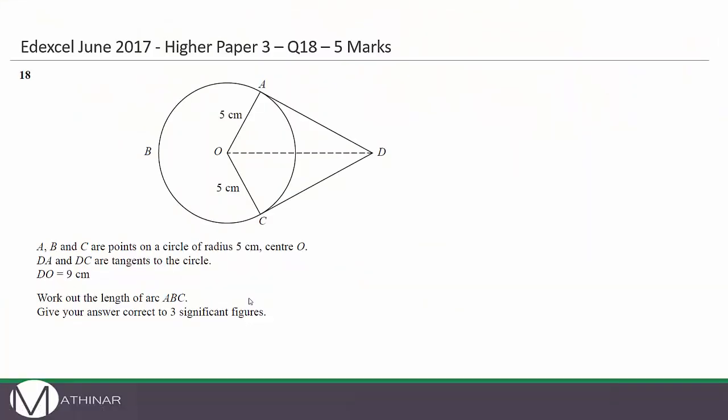Let's have a look at this question. It's the Edexcel June 2017 higher paper number 3, question 18, which is worth 5 marks. A, B and C are points on a circle with a radius of 5 centimeters and a center of O. AD and DC are tangents to the circle. Okay, so first of all, if AD is a tangent to the circle, then this is 90 degrees. This is 90 degrees. Length DO is 9, so let's mark that in there.